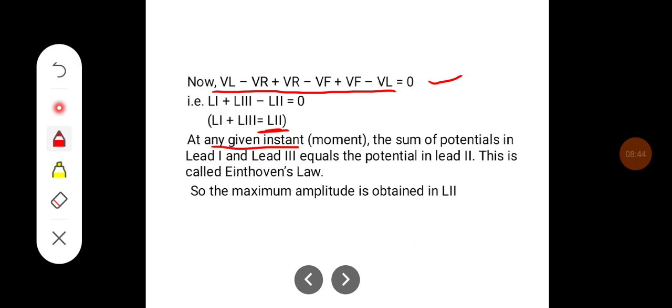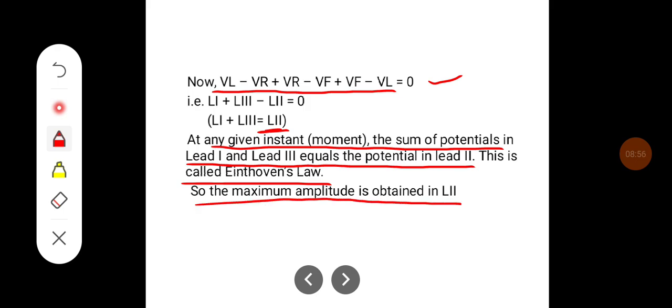At any given instant, the sum of potential in lead 1 and lead 3 equals the potential in lead 2. This is called Einthoven's law. So the maximum amplitude is obtained in L2.